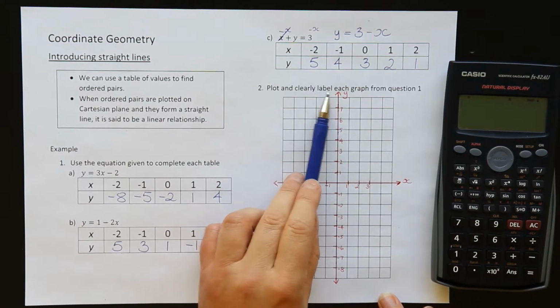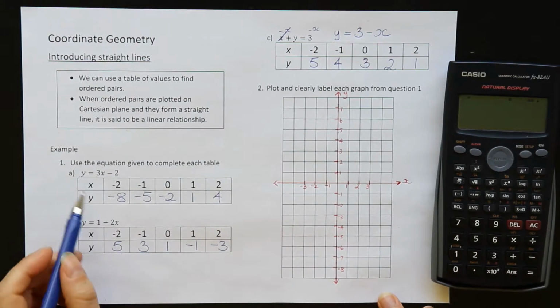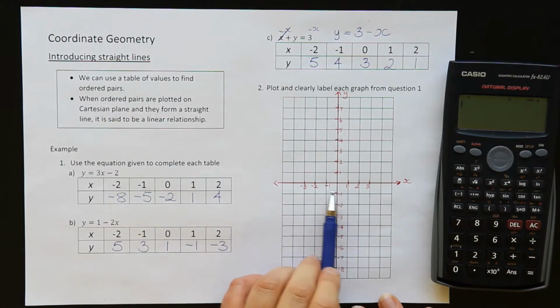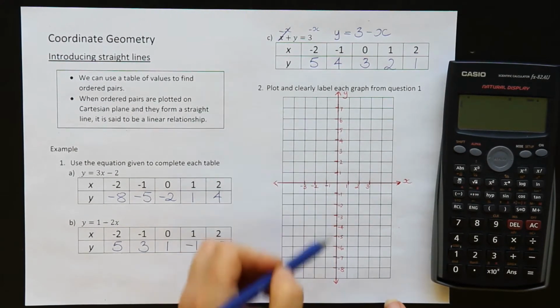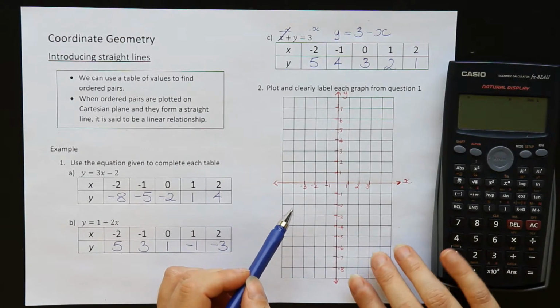Plot and clearly label each graph from question 1. Alright, so looking at our first graph again, we want to plot these points on this graph. Okay, so I've prepared this beforehand. I've sketched my Cartesian plane here. So now I want to plot the values on there.